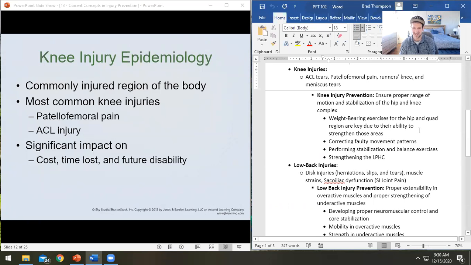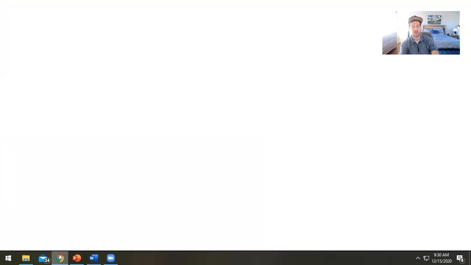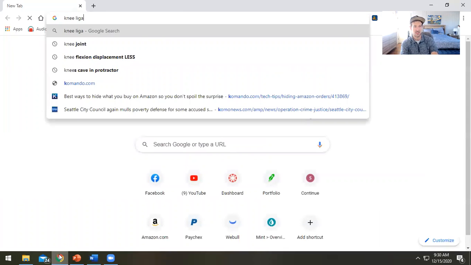Look at the knee injuries. Let's look at the knee stuff. So moving up the body, we go to the knee. Very common injuries that we're going to see here are ACL tears. In particular, obviously you can tear any of the ligaments in your knee. If we look at all of the ligaments of the knee, knee ligaments.